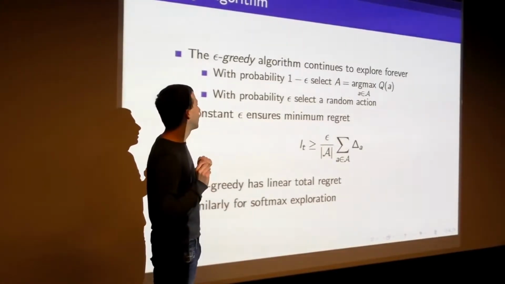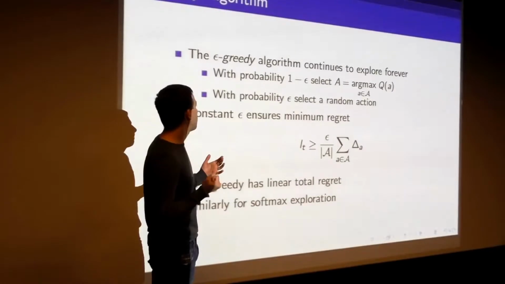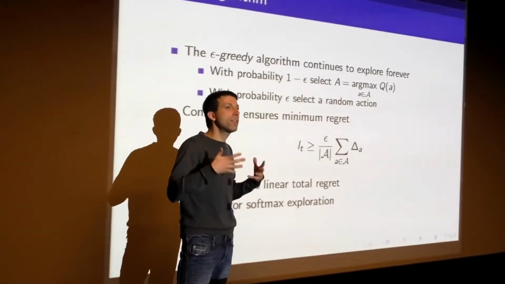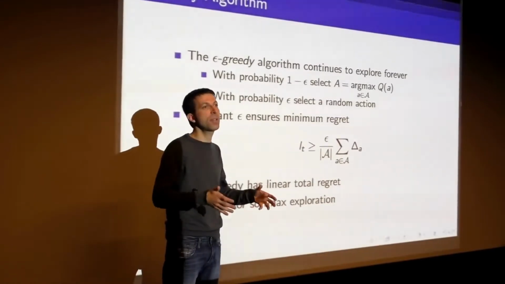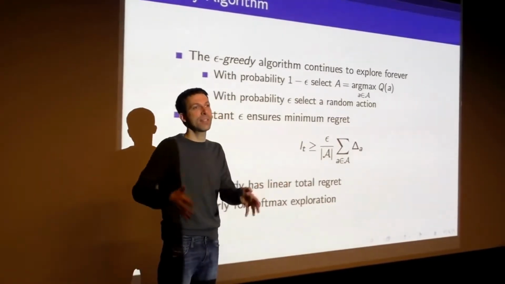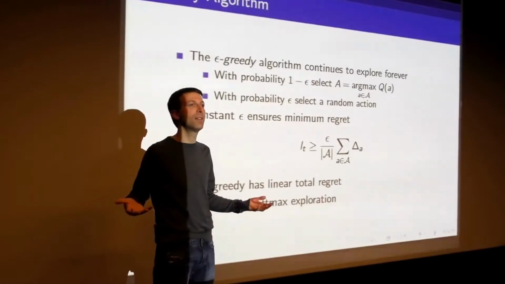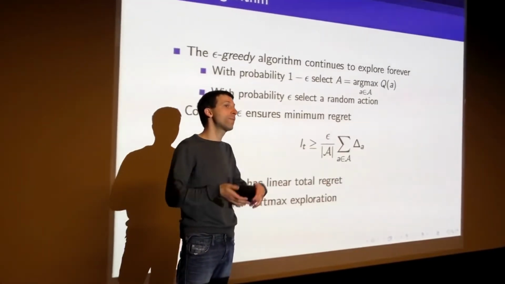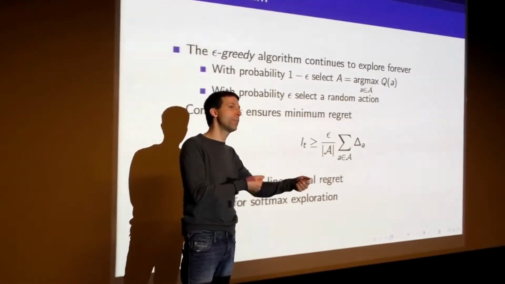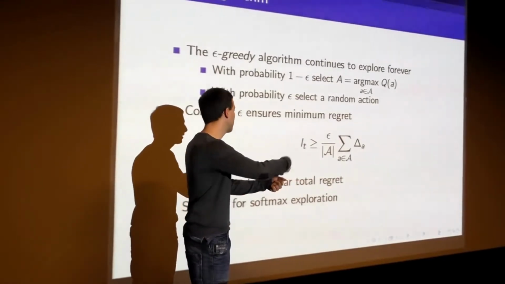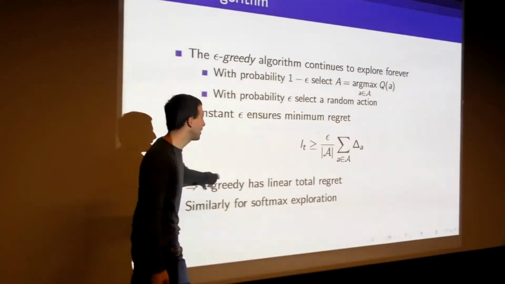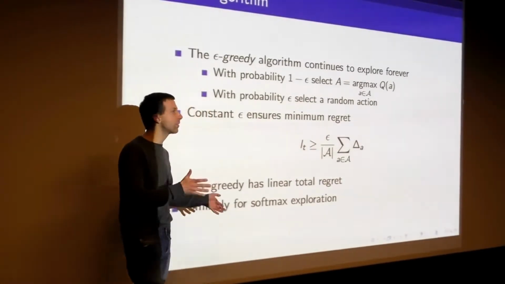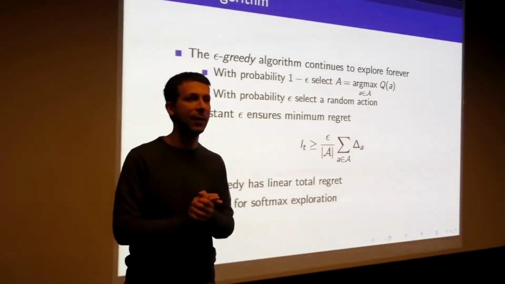So now, what do we do? Well, we can be absolutely certain that we're going to incur some loss in expectation. We're going to keep making mistakes over time because we're still exploring randomly. Every time we explore randomly, we're very likely to make some mistake and not pull the best arm. So we keep incurring regret and regret and regret. And so this also has linear total regret. The same would be true for the softmax, but I'm not going to go into the softmax here.